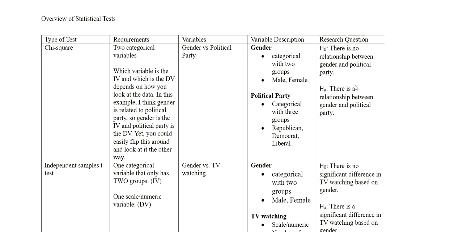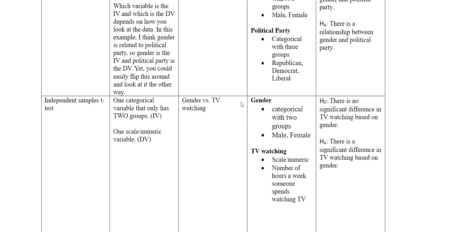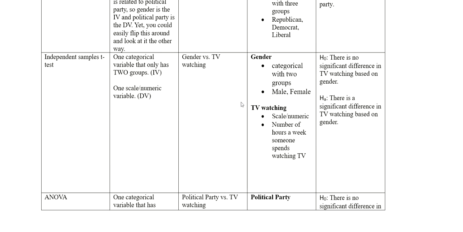Then we've got the two research questions. We've got our null hypothesis, which is that there is no relationship between gender and political party. And then we have our alternative hypothesis, which is that there is a relationship between gender and political party. So that is the chi-square test. Let's move down to an independent samples t-test.